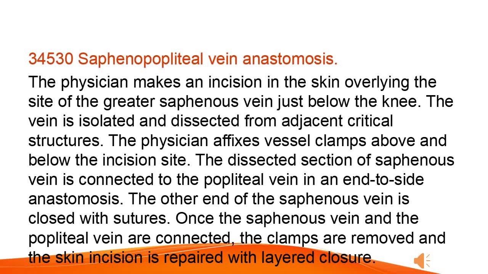Saphenopopliteal vein anastomosis. The physician makes an incision in the skin overlying the side of the greater saphenous vein just below the knee. The vein is isolated and dissected from adjacent critical structures. The physician affixes vessel clamps above and below the incision site. The dissected section of saphenous vein is connected to the popliteal vein in an end-to-side anastomosis. The other end of the saphenous vein is closed with sutures. Once the saphenous vein and the popliteal vein are connected, the clamps are removed and the skin incision is repaired with layered closure.